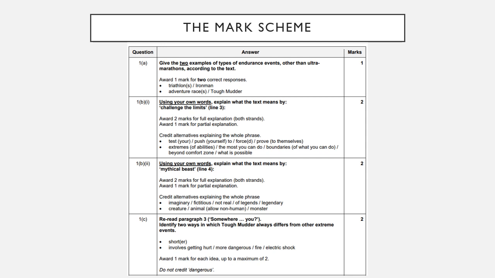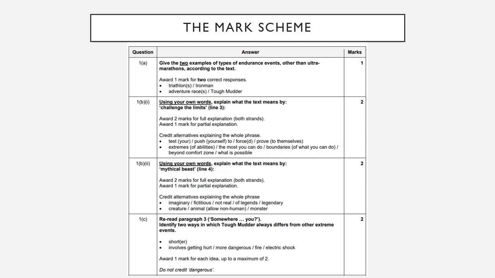Okay, let's have a look now. This is the mark scheme. So for the first one, we wanted 2 correct responses. So we would have got a mark for triathlon and for adventure races, wouldn't we? Or for Ironman or Tough Mudder. We could have said that as well. But they're the 2 things that would have got us the mark there.